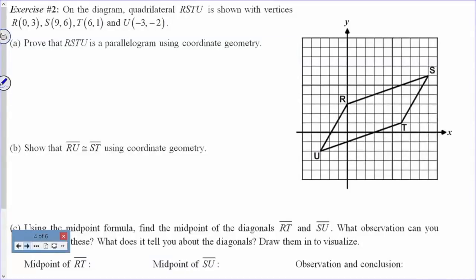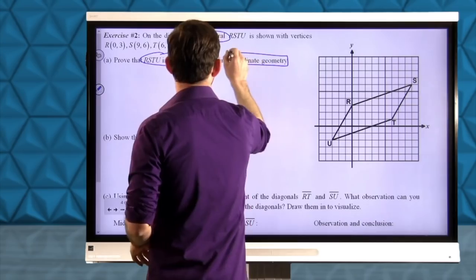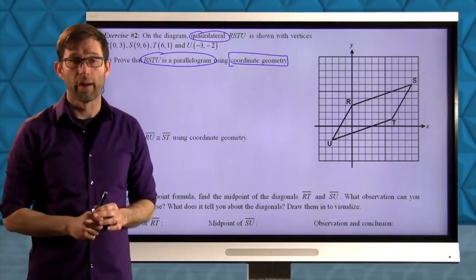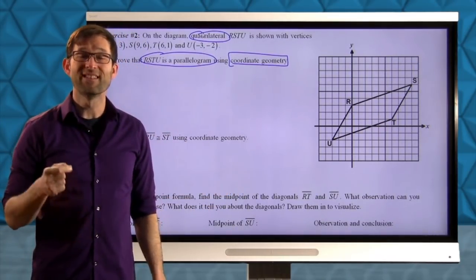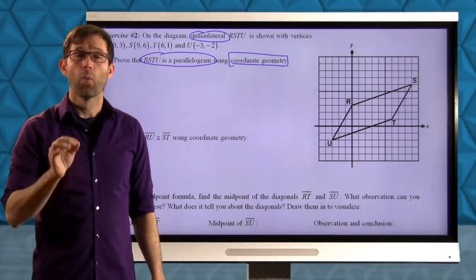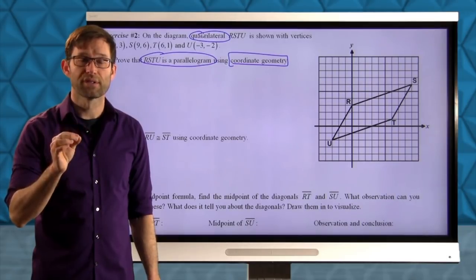On the diagram, quadrilateral RSTU is shown with vertices R(0,3), S(9,6), T(6,1), and U(-3,-2). Letter A, prove that RSTU is a parallelogram using coordinate geometry. All right, so we're now going to do a proof that this is a parallelogram. But again, that goes back to what the definition of a parallelogram is. It is a 4-sided figure with 2 pairs of parallel sides.